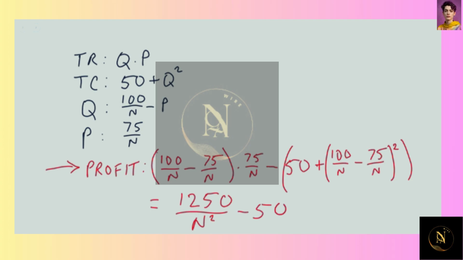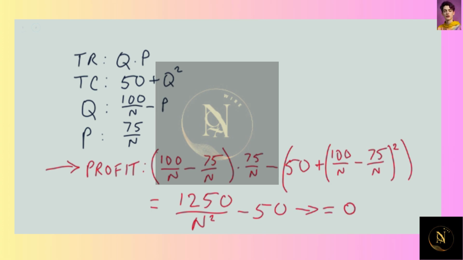So the last part of the question asks, in the long run, how many firms will exist in this market? You have to remember that in the long run, what does profit equal? In the long run, profit always equals zero. Again, these are economic profits, not accounting profits.